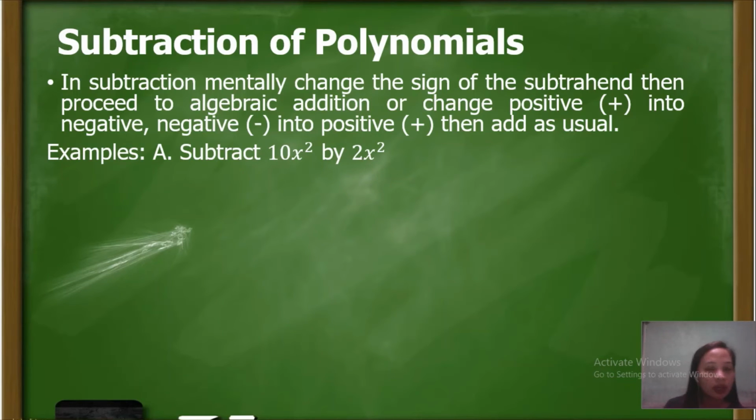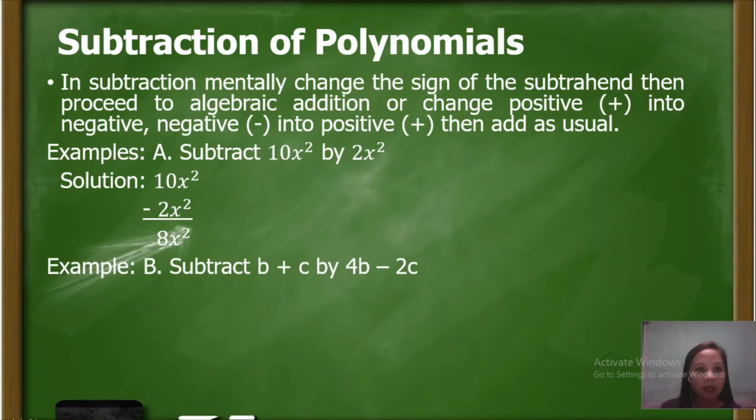Letter A, subtract 10x squared by 2x squared. Here we can use the vertical method. So copy 10x squared minus 2x squared, that is equal to 8x squared.